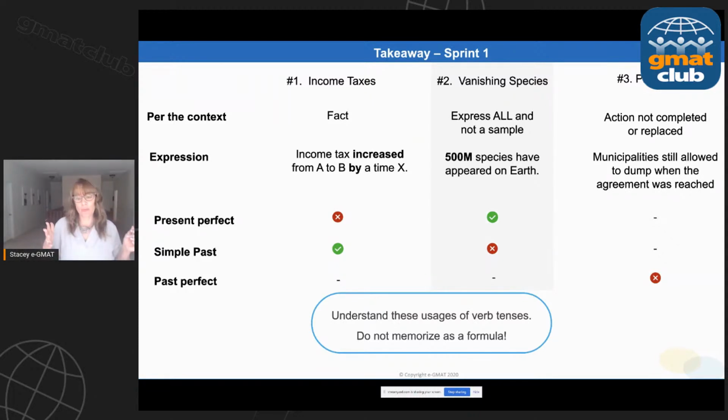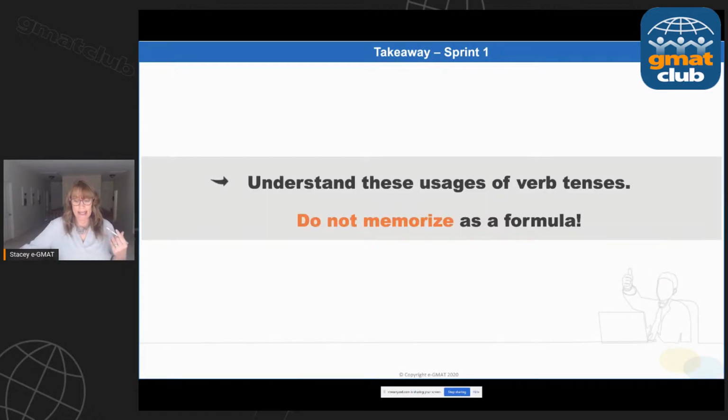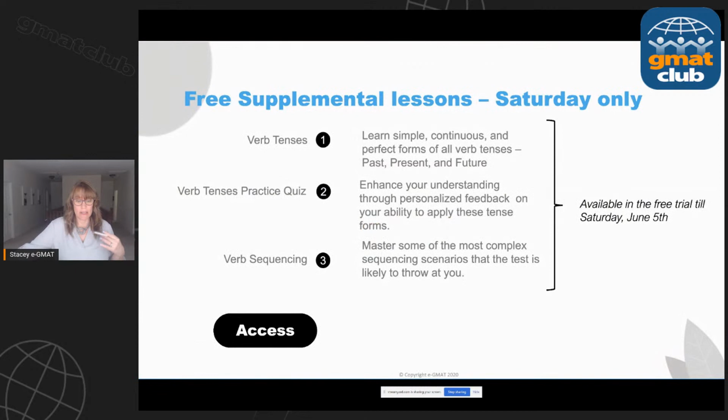There are so many verb rules, grammar rules. You guys can't function in a world where you just memorize rules. You can only remember so much on test day. So using the meaning-based storytelling approach when you're dealing with SC and how the author is telling the story is going to really help you work through. Understand these usages, how it communicates the voice of the story, how it sequences the events of the story is going to be easier than memorizing a formula.